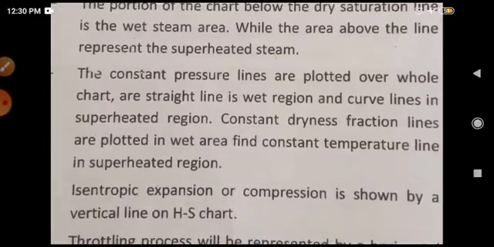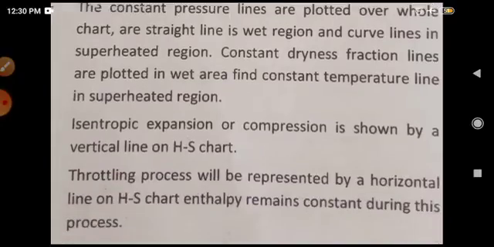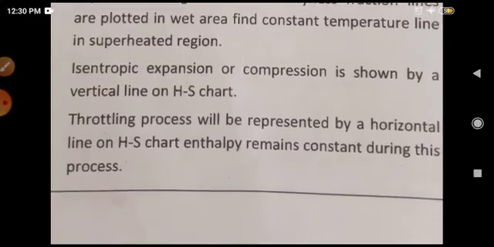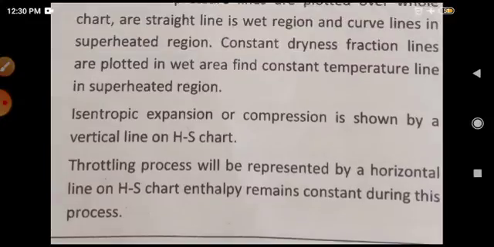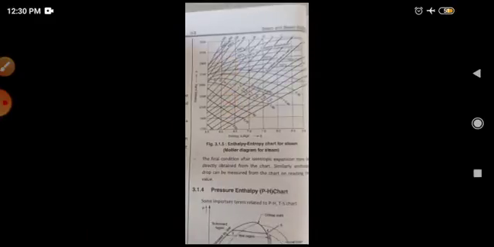The constant pressure lines are plotted over the full chart: straight lines in the wet region and curved lines in the superheated region. Constant dryness fraction lines are plotted in the wet area. Isentropic expansion or compression is shown by a vertical line on the HS chart. A throttling process is represented by a horizontal line on the HS chart, as enthalpy remains constant during this process. Which process is represented by which line is given here.